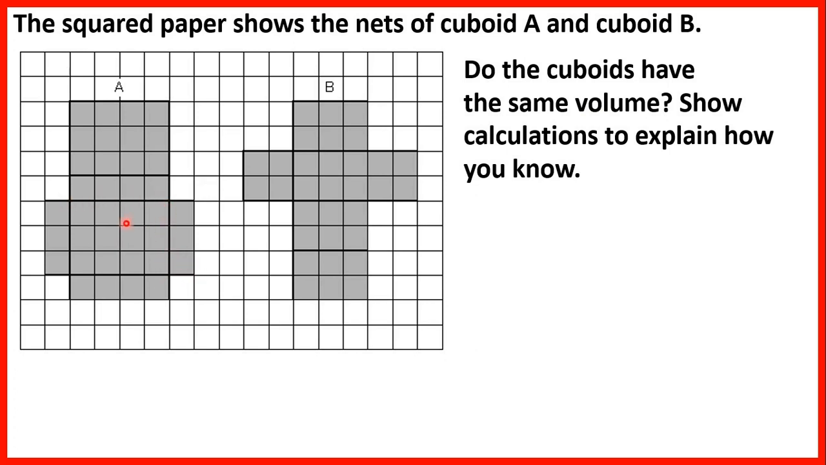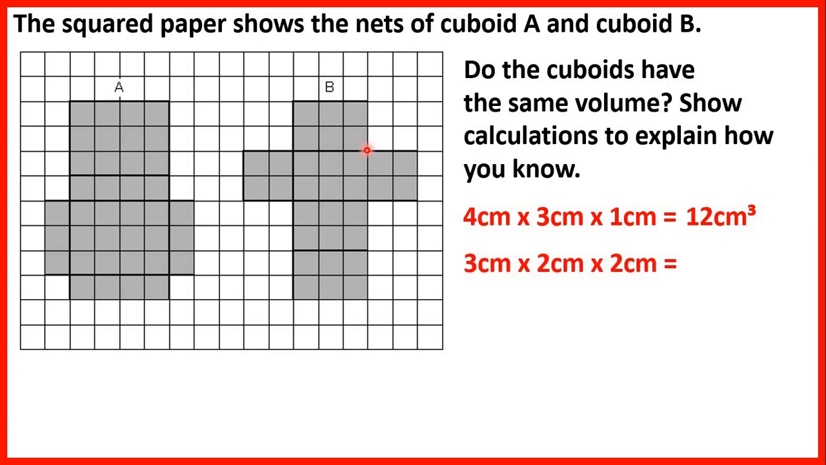the height. So for cuboid A, we have a length of 4, a width of 3, and then a height of 1. And 4 times 3 times 1 is 12. So the volume is 12 centimeters cubed. Now for cuboid B, we have a length of 3, a width of 2, and then, because these faces will fold up, we can see that the height will be 2 as well. And 3 times 2 is 6, times 2 is 12.